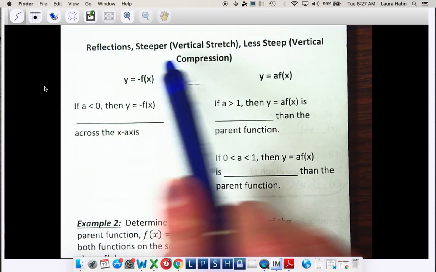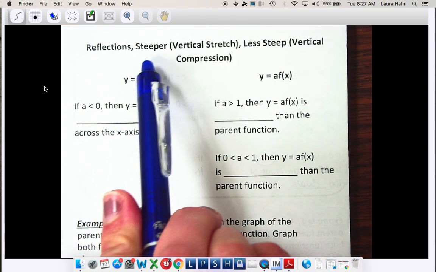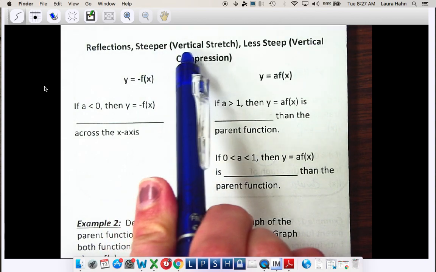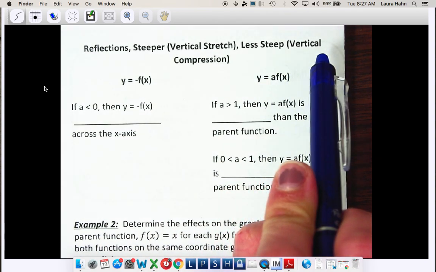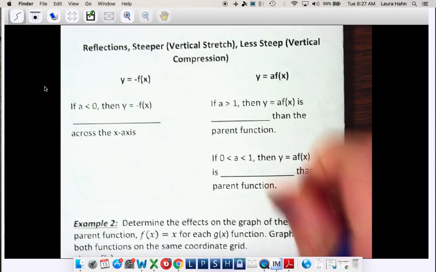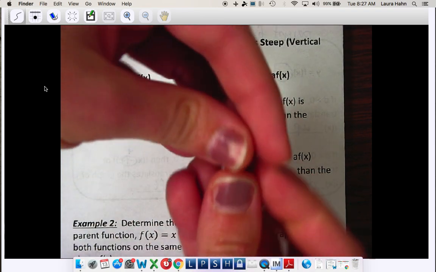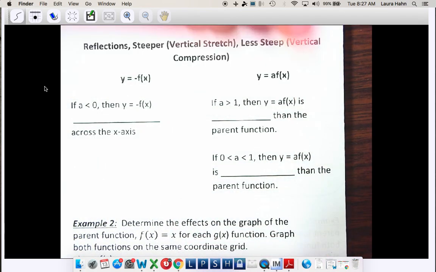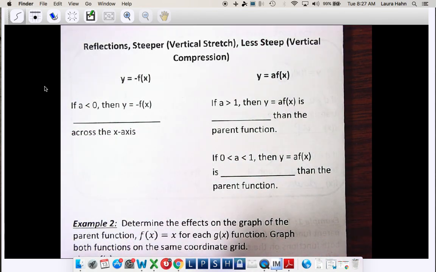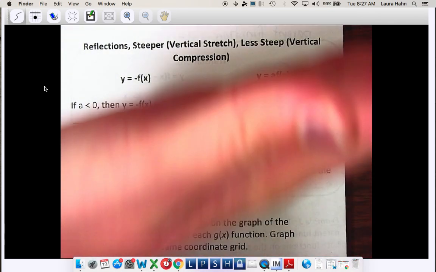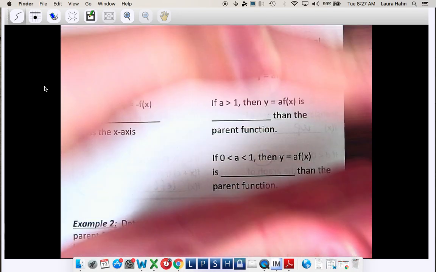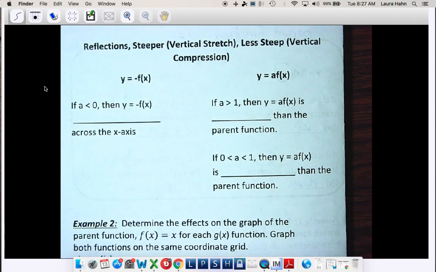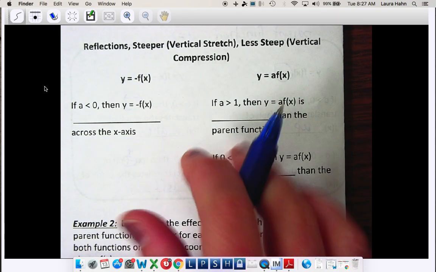Okay, reflections. Steeper means like a mountain, super steep, right? That's what you call a vertical stretch, and less steep is a vertical compression. Think of silly putty. If I had silly putty in my hands and I stretched it up, that would make a steeper line, right? Whereas if I compressed it and pushed it down, it would make it compact. Kind of hard to tell on the camera. I'll try to explain that more in class. But just think vertical stretch, it's going to get longer. If you're compressing it vertically, it's going to get compacted. It's going to be flatter.